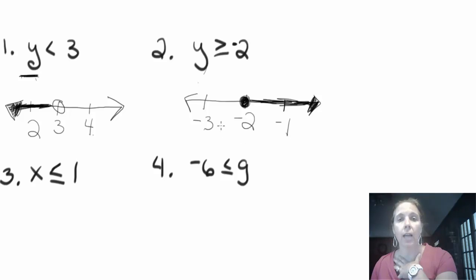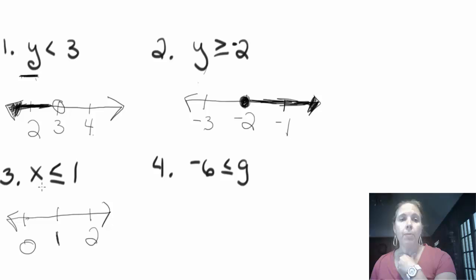So there's a few things that I will check on these. One, if you have your numbers in order correctly, if you have either an open circle or closed circle, and then if it's shaded correctly. On number 3, x is less than or equal to 1. So again, I'm not an artist. It doesn't have to be perfect. I put 1 in the middle. What's bigger than 1 is 2. What's less than 1 is 0. We're representing x. We're representing all the numbers less than or equal to 1. So we have to close the circle. 0 is less than 1.